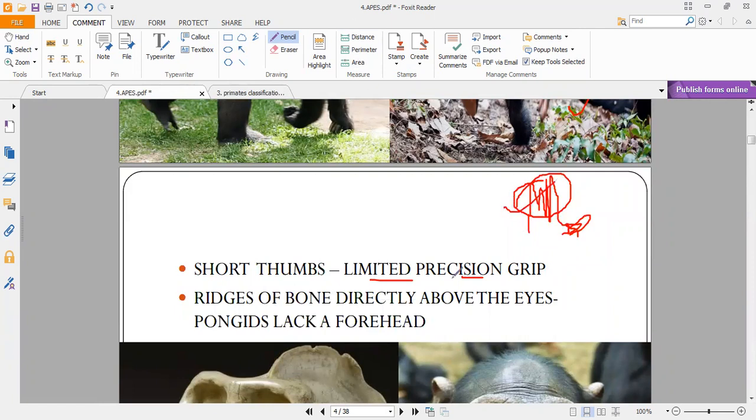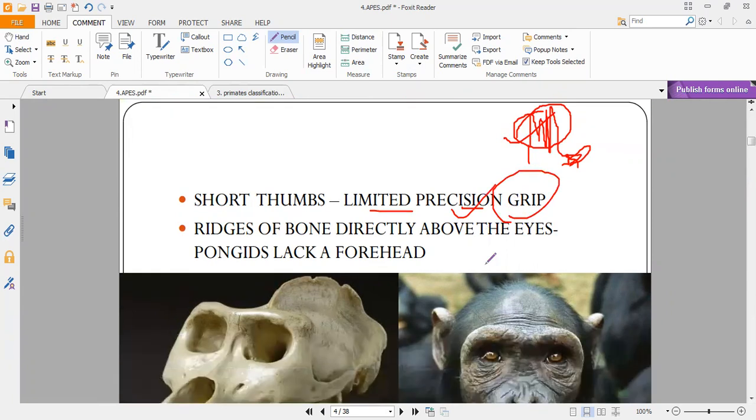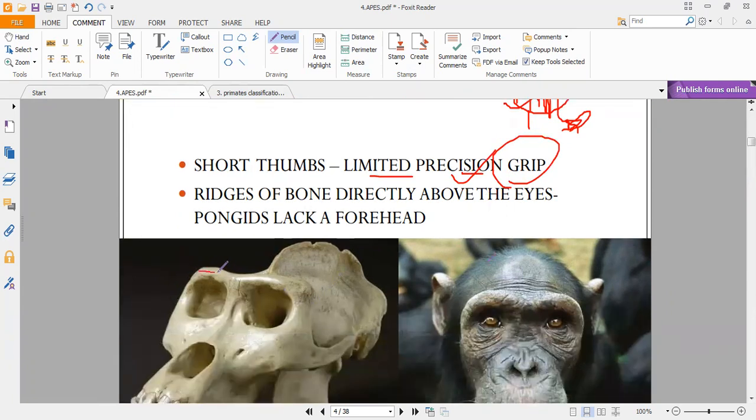They do the grip work mostly with the fingers, and we can find ridges of bone. The supraorbital ridge: we can find a ridge of bone directly above the eyes.